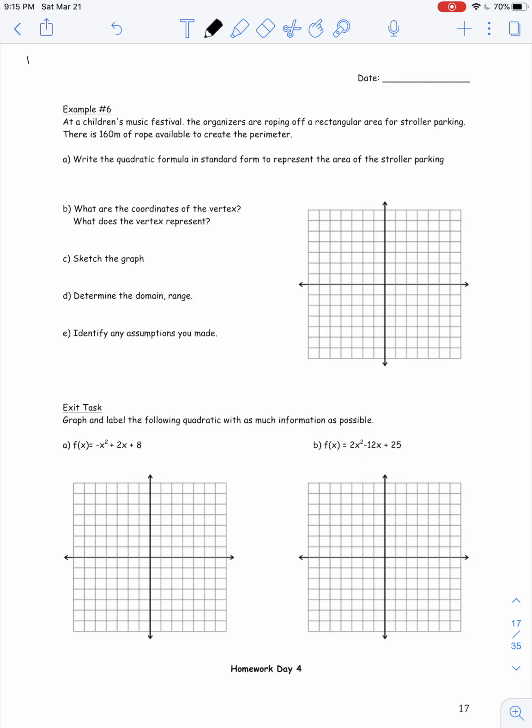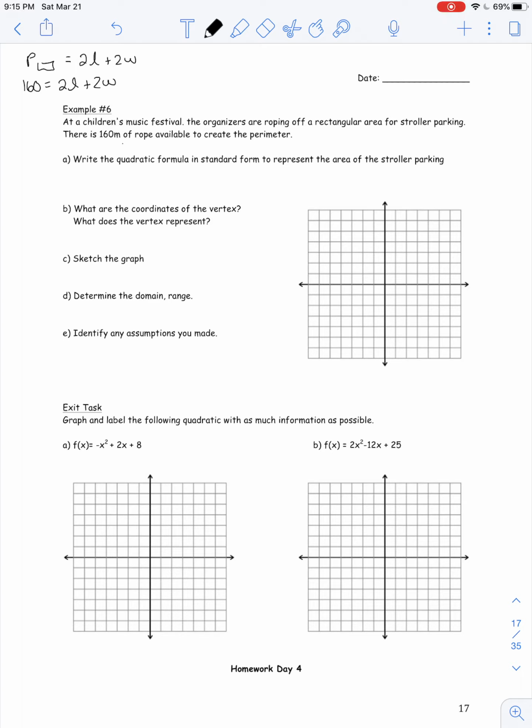So perimeter of a rectangle is equal to 2 times the length plus 2 times the width. So we kind of need to know that. Anytime they refer to perimeter, use that information. They're also giving us the perimeter, which is 160. So we know that 2L plus 2W is 160.